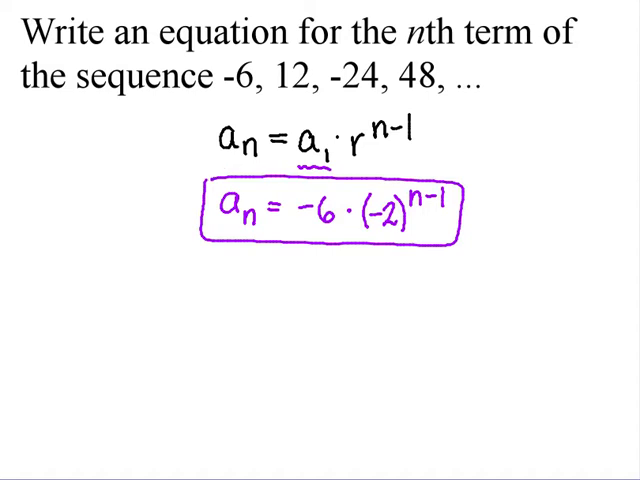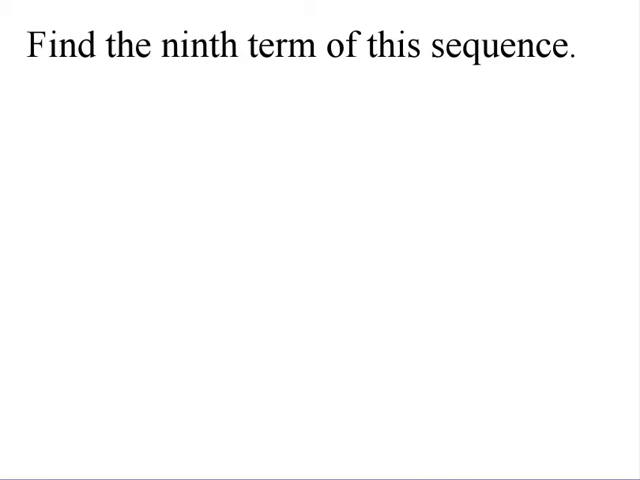Let's look at another one. Let's see what it says. Find the 9th term of that sequence. That sequence, if you remember, was a sub n equals -6 times -2 to the n minus 1. Find the ninth term. Ninth term is symbolized by what? 9. Ninth term means 9. So I'm going to put 9 in place of this and in place of this. So I'm going to sub that in.